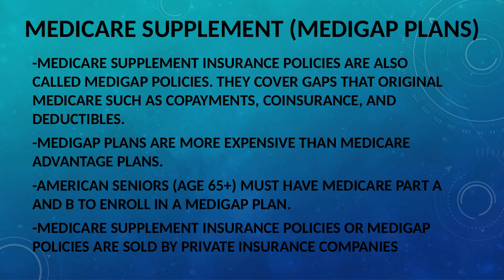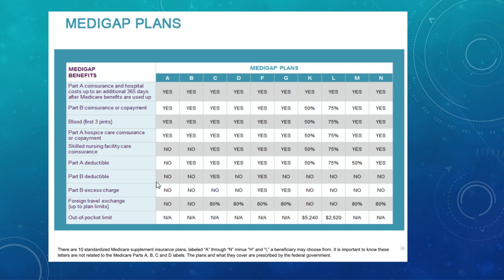Medicare Supplement. Medicare Supplement or Medigap plans, basically they cover the gaps that Medicare doesn't cover, such as co-payments, co-insurance, and deductibles. Medigap plans typically are more expensive than Medicare Advantage plans. You have to be enrolled in both Medicare Part A and B to qualify for a Medigap plan. And Medicare supplement insurance policies or Medigap policies are sold by private insurance companies. And these are the different types of Medigap plans ranging from Plan A to Plan N.